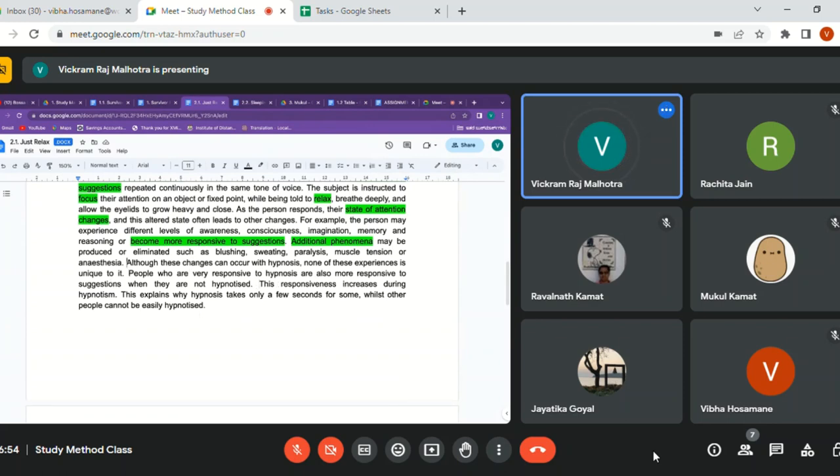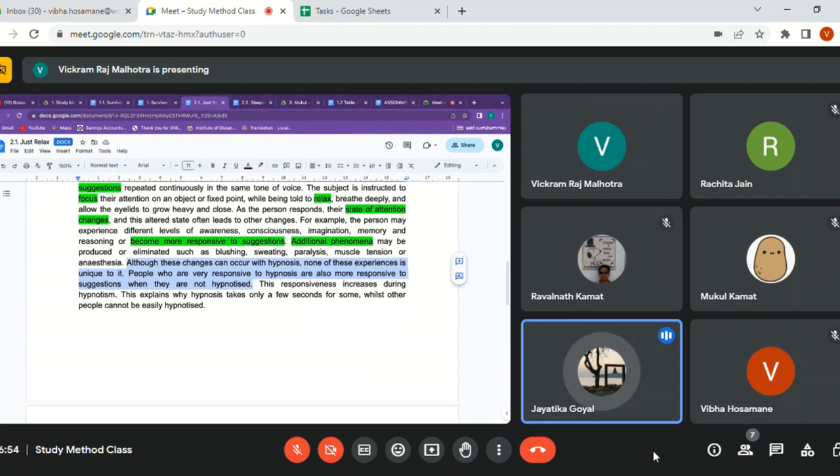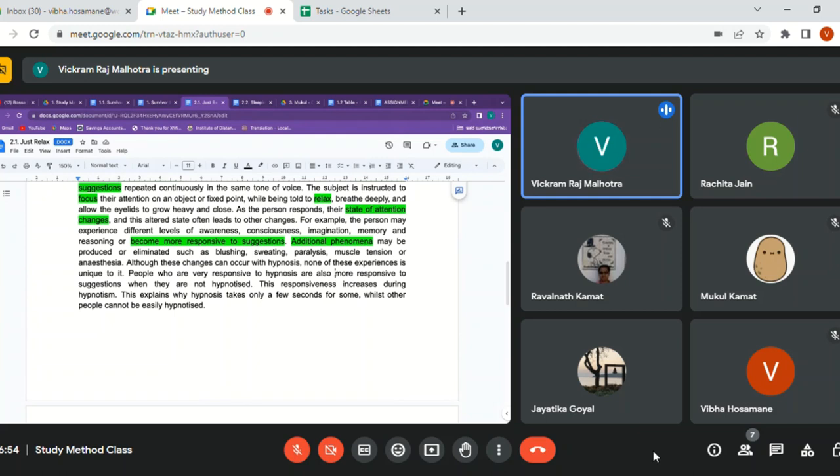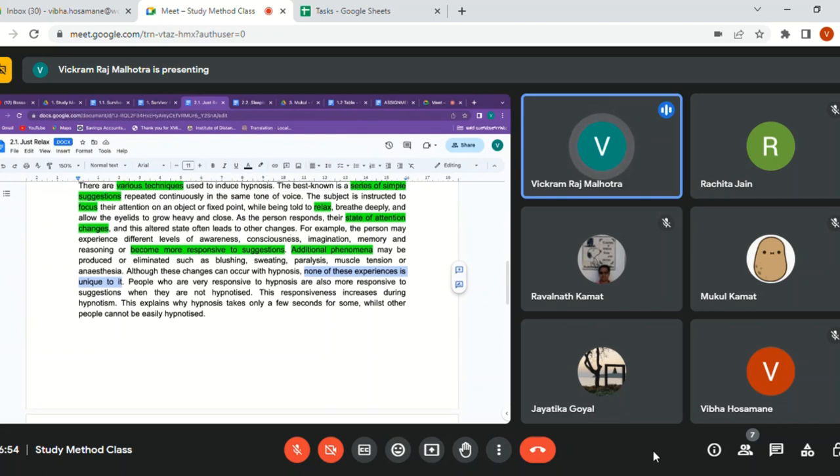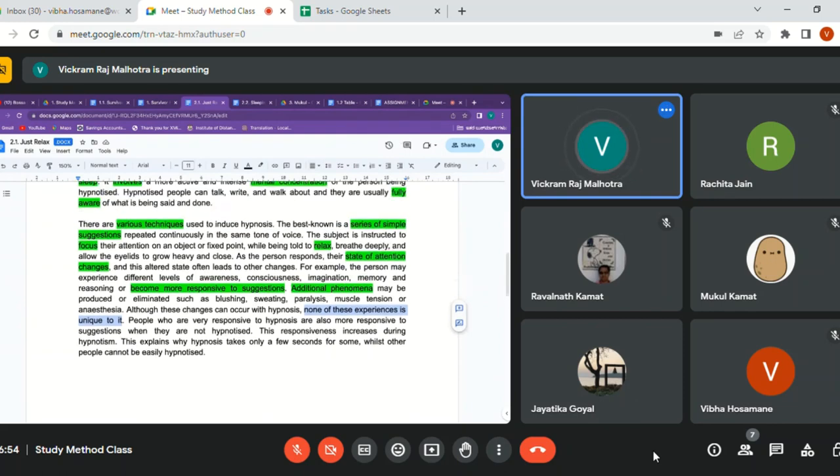Tell me the keywords, please. More responsive to suggestions. Yeah, more responsive to suggestions. But we are talking about people who are responsive to hypnosis being also more responsive to suggestions. Before that, in the previous sentence, although these changes can occur with hypnosis, none of these experiences is unique. Meaning to say that all the previous things that we've said don't happen only with hypnosis.